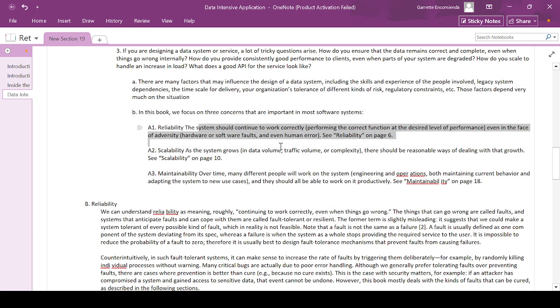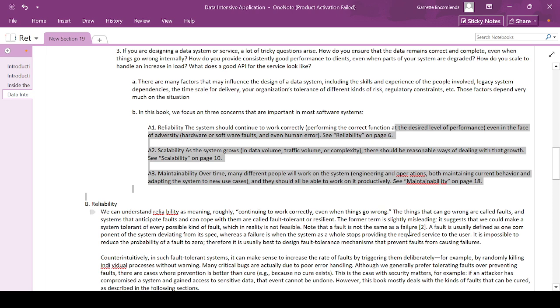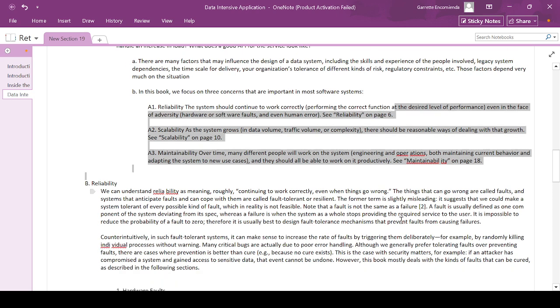First, reliability. The system should continue to work correctly, performing the correct function at the desired level of performance, even in the face of adversity: hardware or software faults, and even human error. See reliability on page 6.